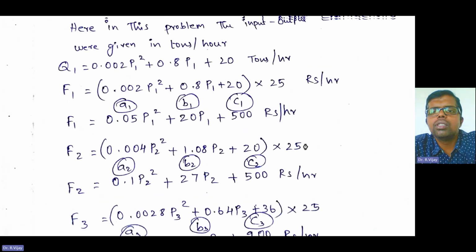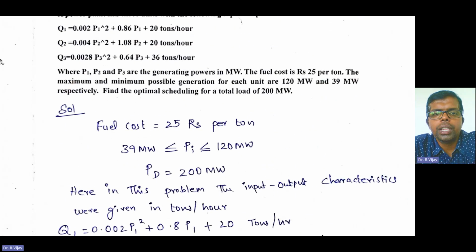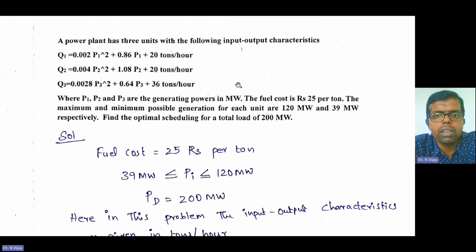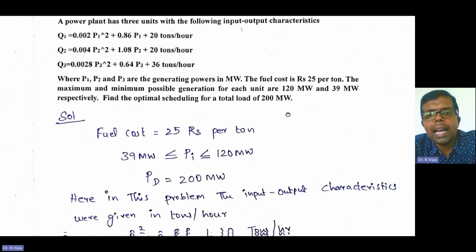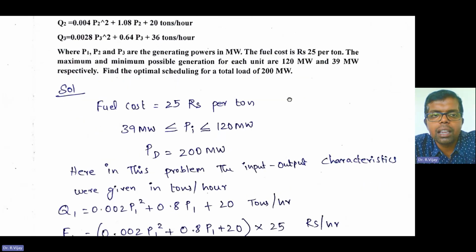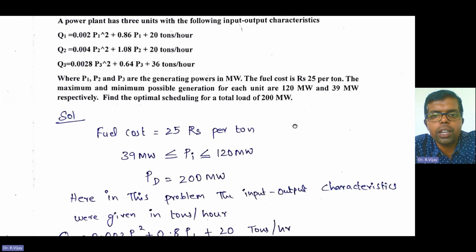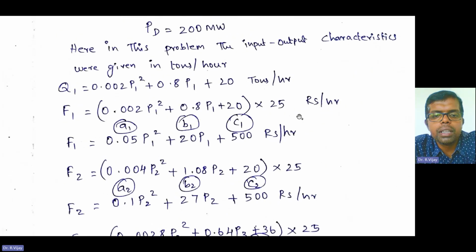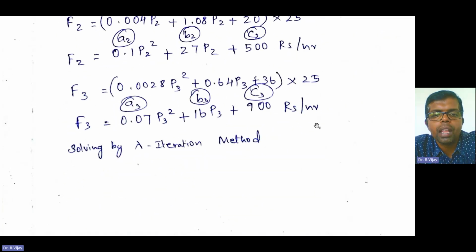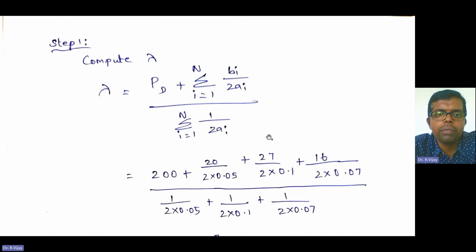There is no specific method you need to solve with. Nothing was given. They asked just for optimal scheduling. If this kind of problem is given, the best method is to solve it using the lambda iteration method, because directly with the formula of the lambda iteration algorithm you can find lambda, and with lambda you can easily find P1, P2, P3. So we are solving by using the lambda iteration algorithm.